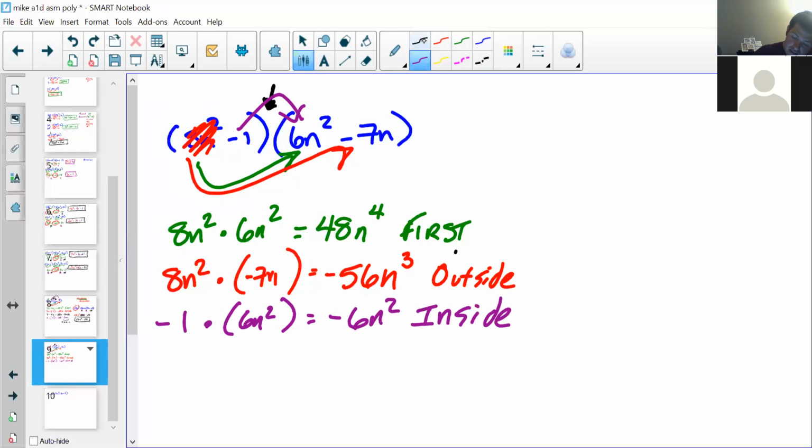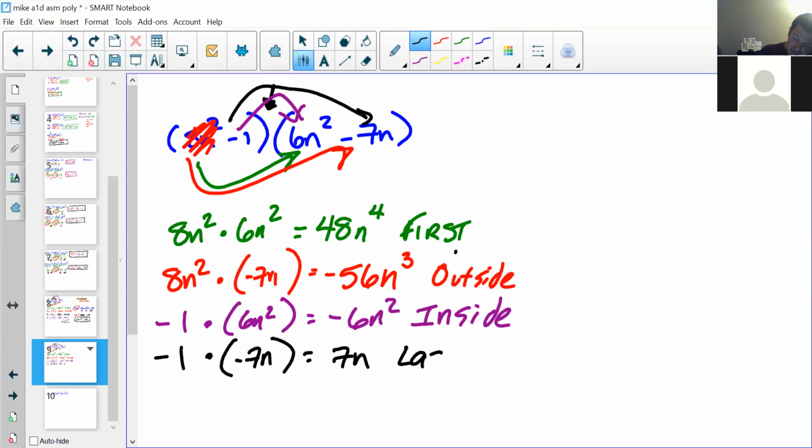And finally, we'll go ahead and do negative 1 times negative 7n. And negative times a negative would give us a positive 7n. Those two terms would be the last two terms in each of our parentheses. So again, some people like this, some people don't. There's our FOIL for this problem.